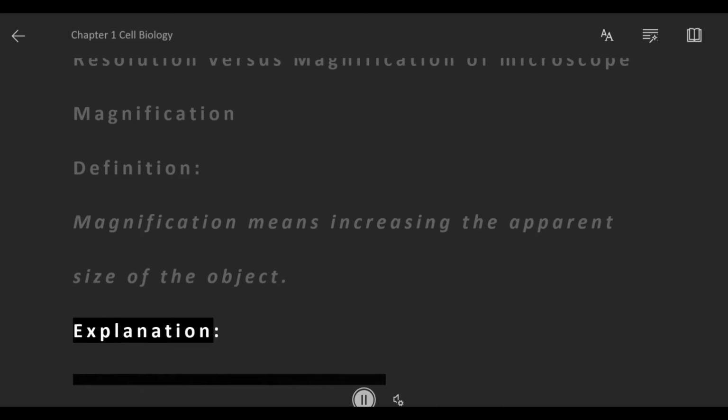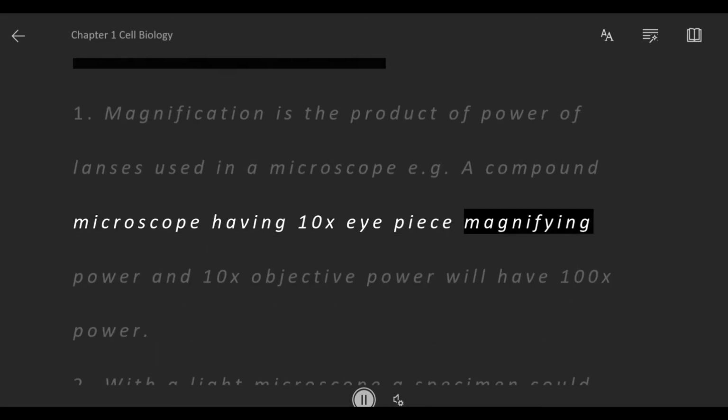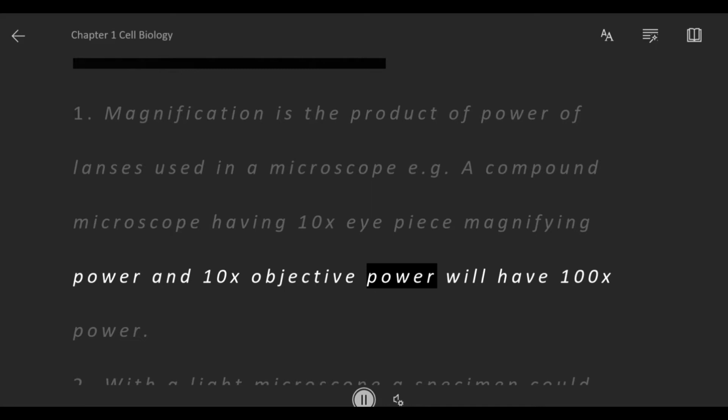Explanation. Magnification equals apparent size of object over actual size. 1. Magnification is the product of power of lenses used in a microscope, e.g. a compound microscope having 10x eyepiece magnifying power and 10x objective power will have 100x power.